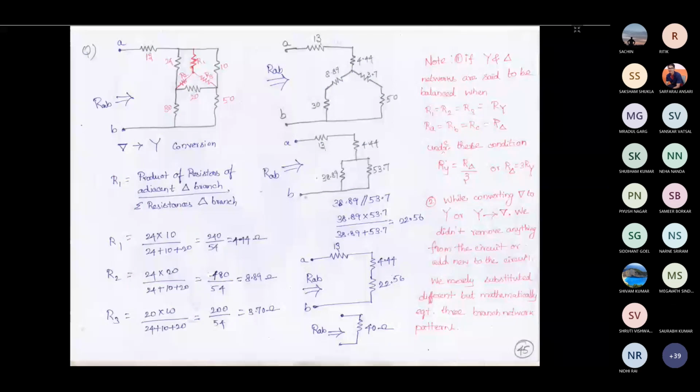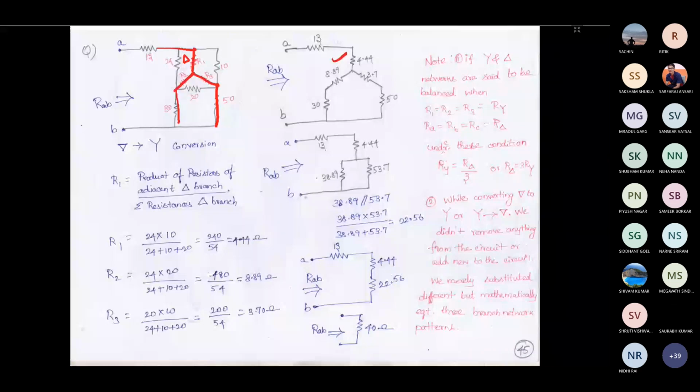Similarly, if you wanted to do the delta to star combination, this is a delta combination, right? So you can convert this delta to a star, then you can solve the circuit. If you convert this to star, then your circuit will become like this. That is what has happened here.